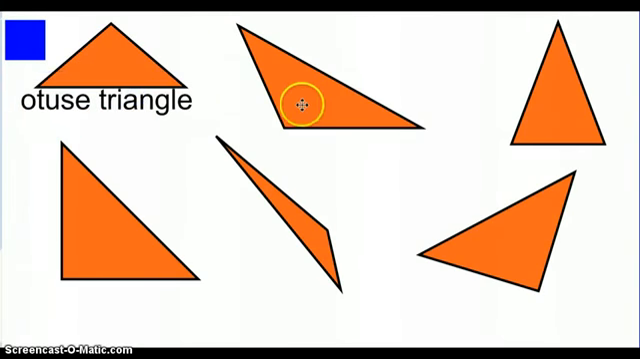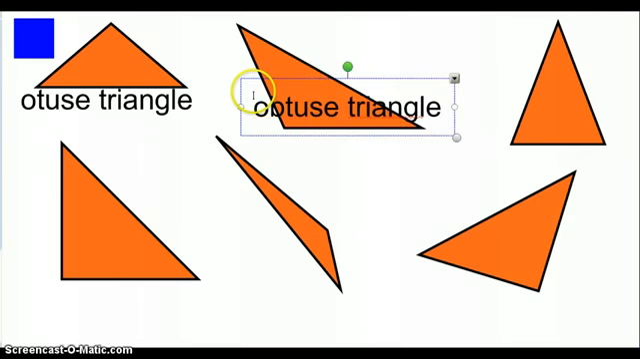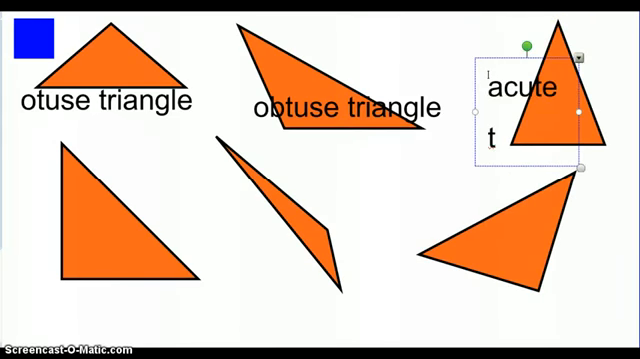When I look at this one, oh, even I can see that that's an obtuse angle. I can prove it by putting a little corner right here, and I can see that's greater than 90 degrees, so this is also an obtuse triangle. I can look at this triangle and see that that is acute, and that is acute, and that is acute. So all three are acute, which means it's an acute triangle.